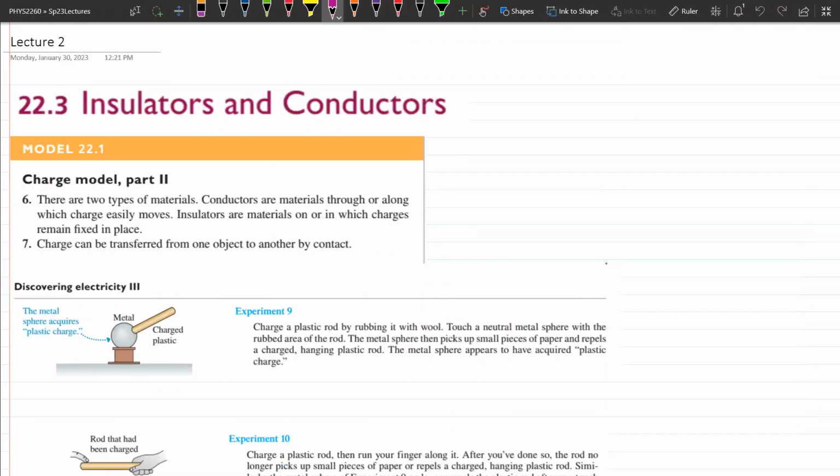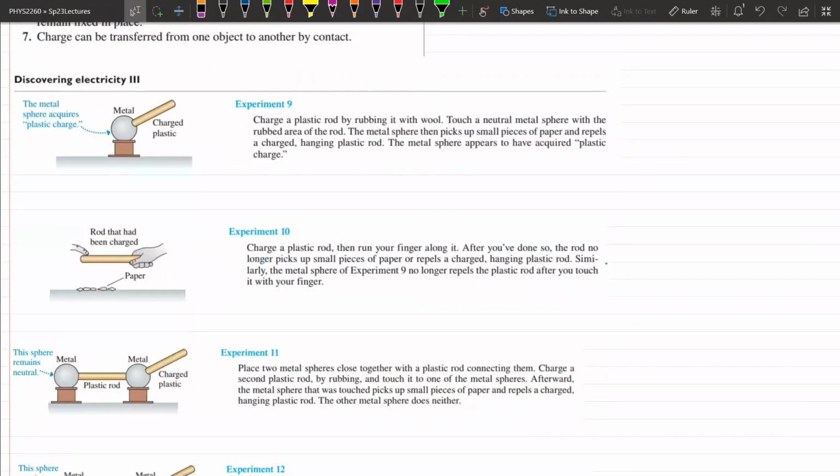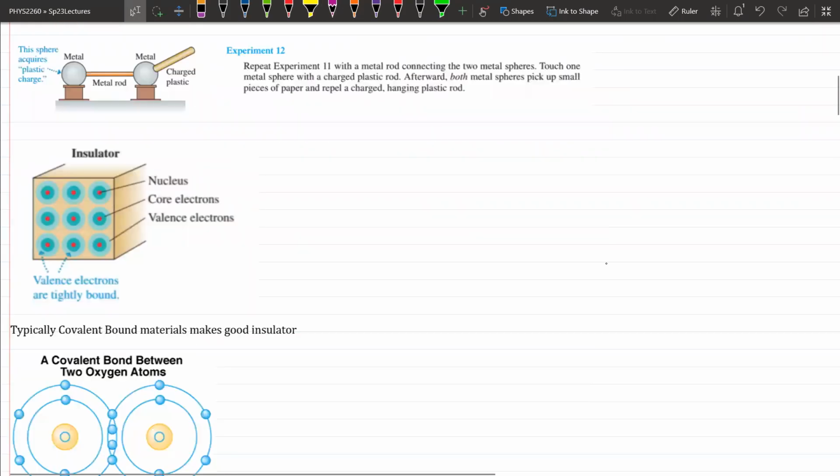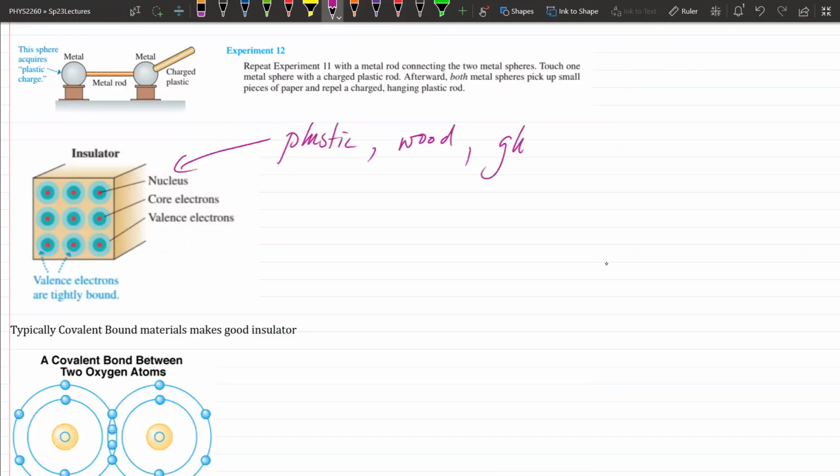So yesterday, I started talking about these things called insulators and conductors, right? The idea of an insulator is that it is able to hold charge, like that little plastic rod. But charges are not free to move around in an insulator. These tend to be plastic. Plastic is a good insulator. Wood is a good insulator. Glass, sort of. I wouldn't try to shield myself from electricity with glass, but it is a decent insulator.